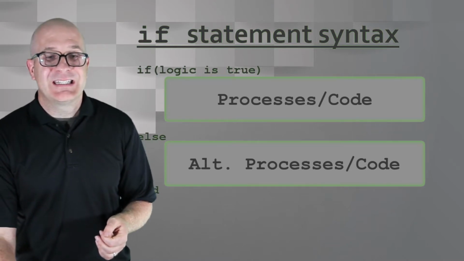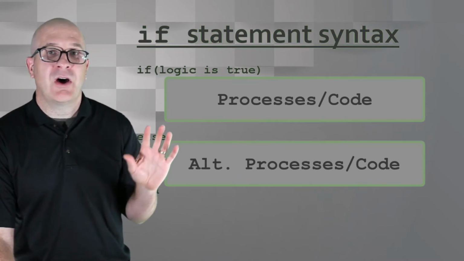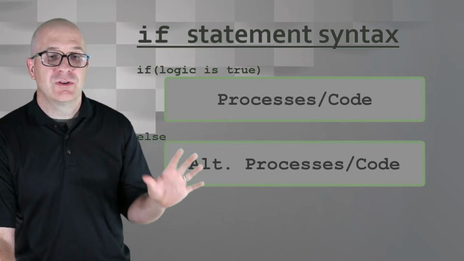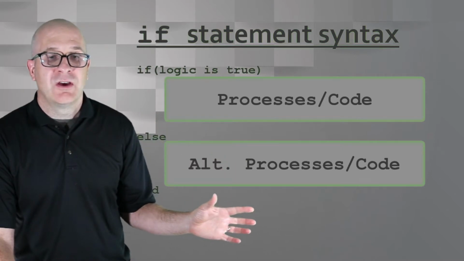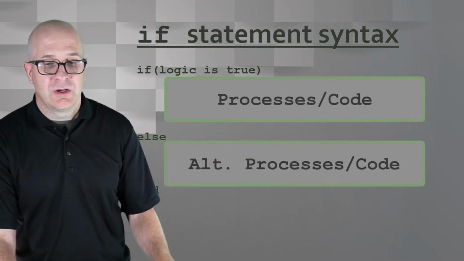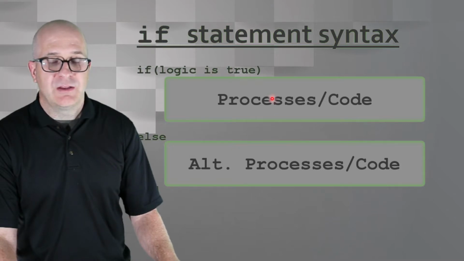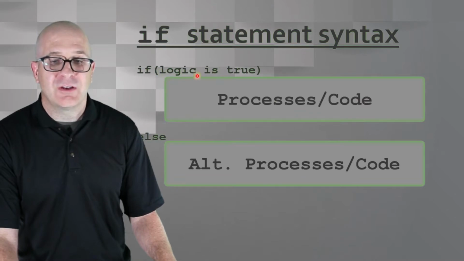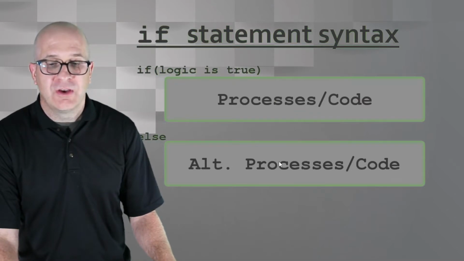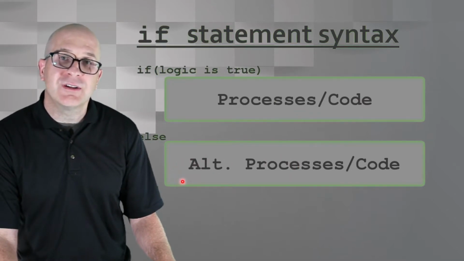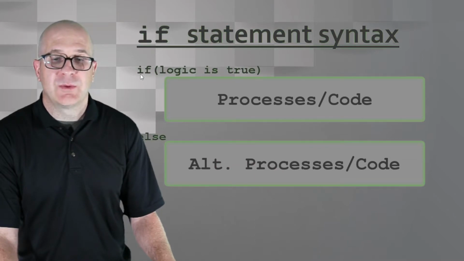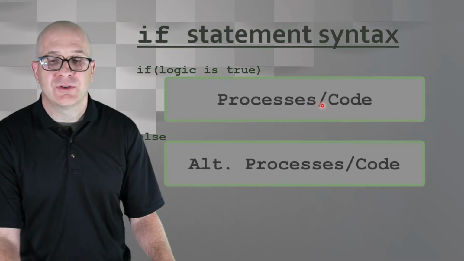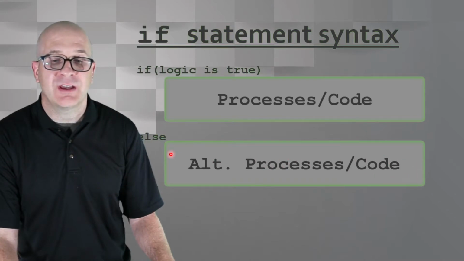But the decision is going to be made based on whether something is true or false. So if something is true, we're going to do this process. If this logic term is false, we're going to do the alternative process. In other words, if a process is true, we run this, else we run a secondary process.